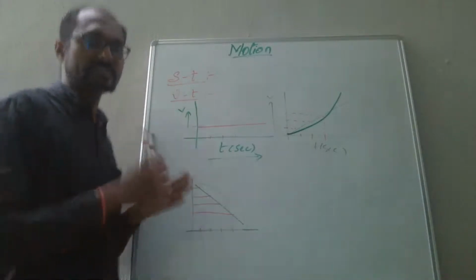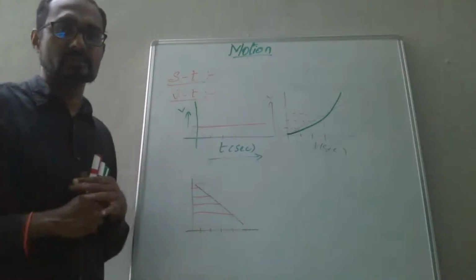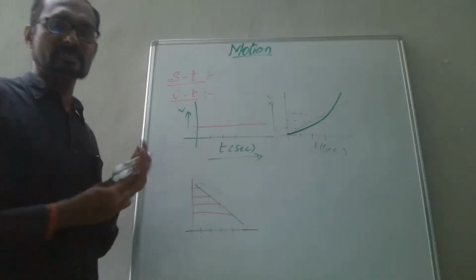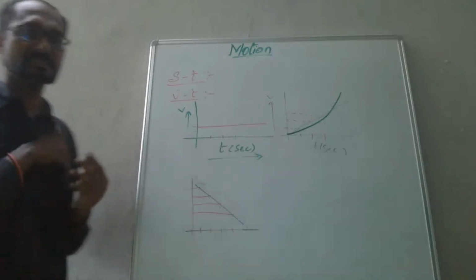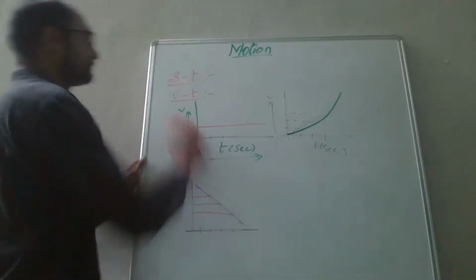Okay, so these are all velocity time graphs. Now we have one more quantity when we speak about motion, that is acceleration. What about the acceleration time graph?